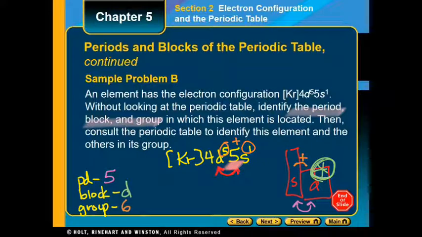Now, if you recall from the last chapter, we said that there are exceptions to the order of filling, especially for group 6 and group 11 out of the d block. They'd like to pull an electron out of s, put it into d, and in this case, it gives d a half-filled sublevel, which creates stability. That's why you just see the 1 electron in s. So that is for the d block.